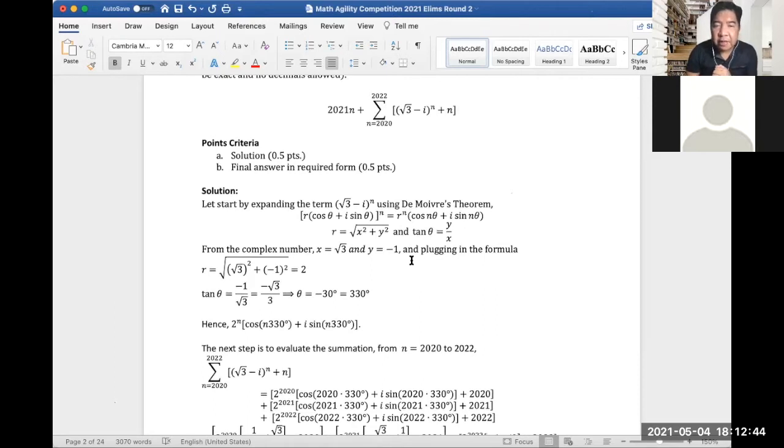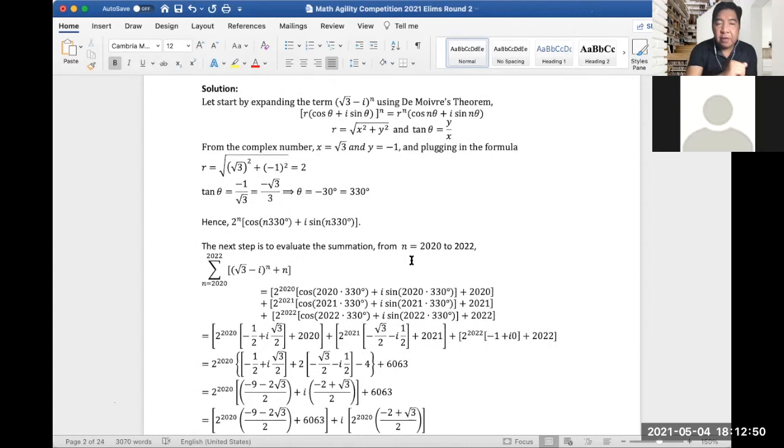So y is negative 1, right? And we got tangent of theta is equal to negative 1 over square root of 3. So we get negative 30 degrees. So the other way of doing this, when we turn the angle into positive, going counterclockwise, it would give us 330 degrees, right?